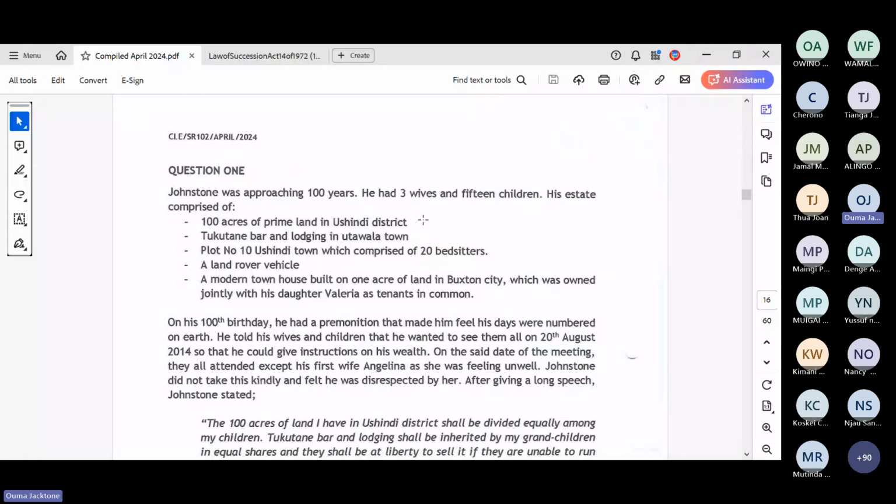Johnston was approaching 100 years. I think they were supposed to write Jacktone, because that is a prophecy of mine. I'm the one who will be approaching 100 years. Anyway, read that. Somebody read for us the question so that we can see.